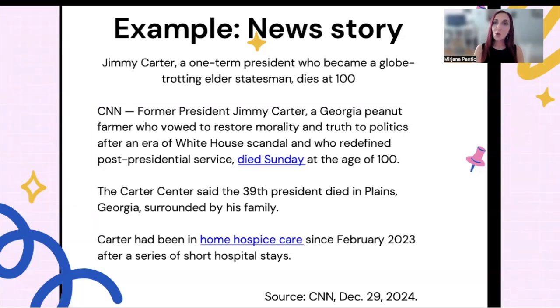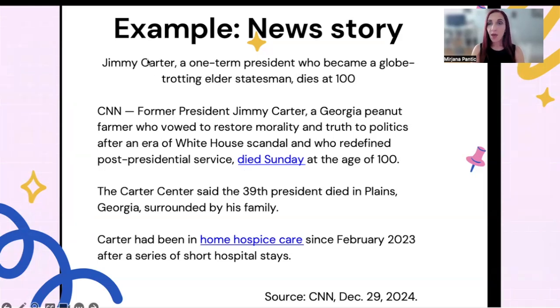Let's take a look at an example of journalism writing. As I was working on this lecture, it was the end of December and President Jimmy Carter just died. So I wanted to use this as an example of a news story. How does a news story look when somebody dies? Take a look at this headline, for instance. We talked about this in the previous lecture.